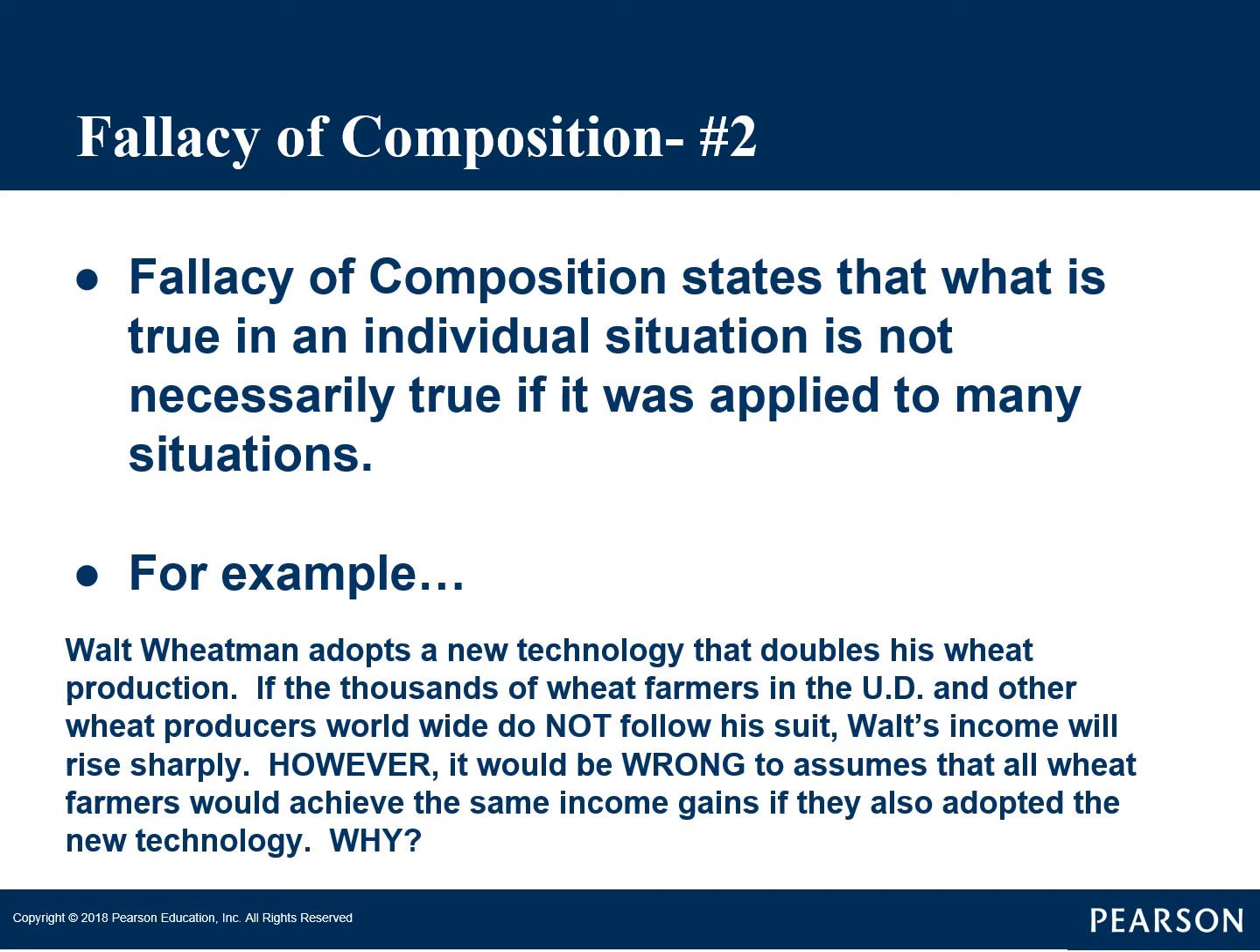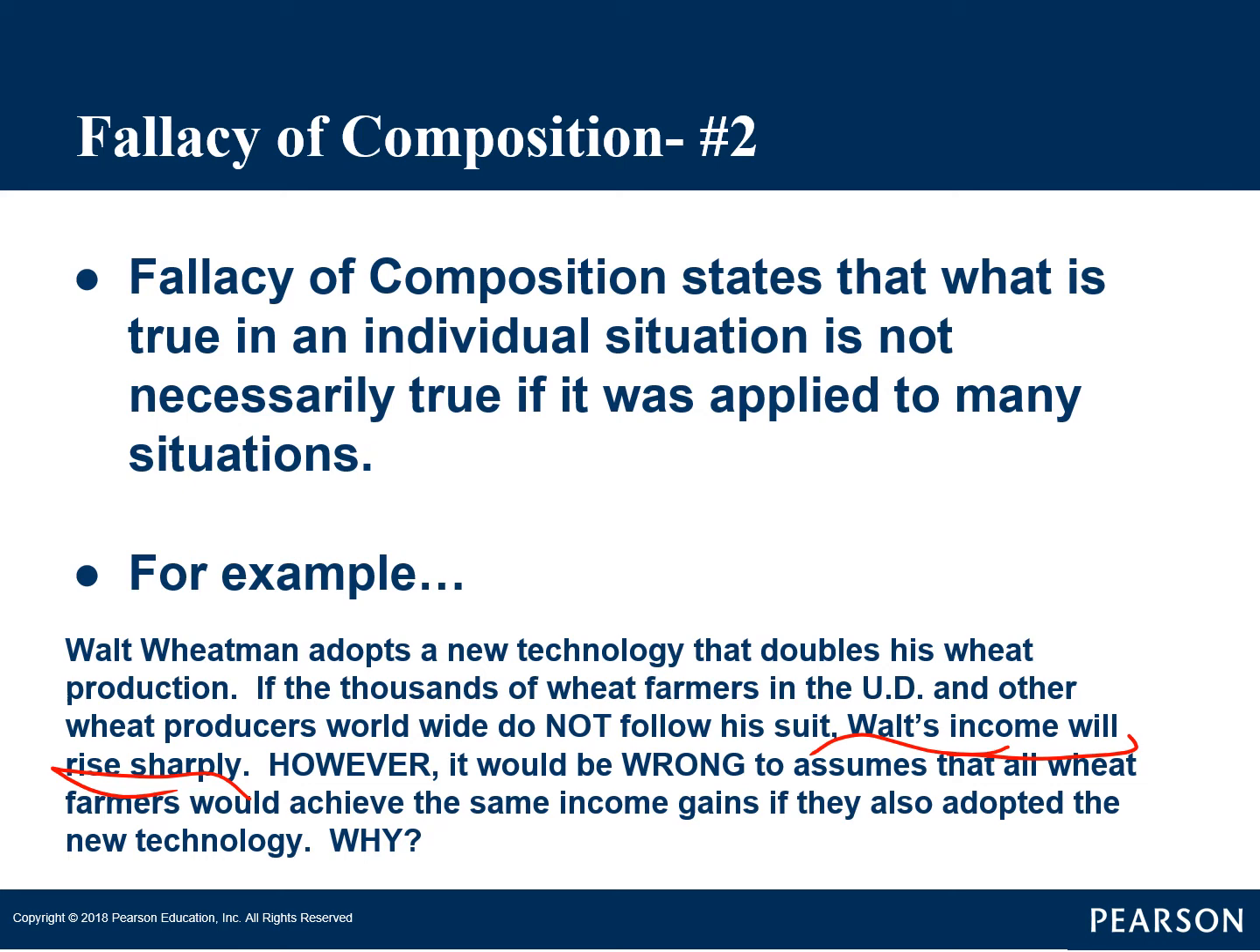If other wheat farmers do not figure out his trick and are not able to implement the technology that he implemented, Walt's income will rise sharply. It will likely double. However, if thousands of other wheat farmers also adopt this new technology, the supply is going to be doubled, right?